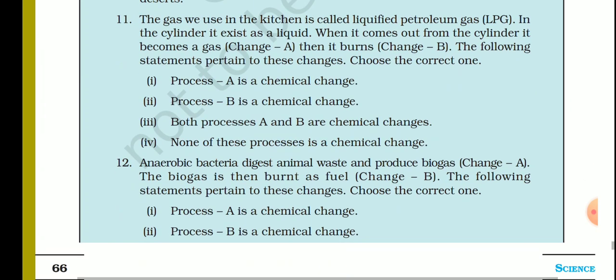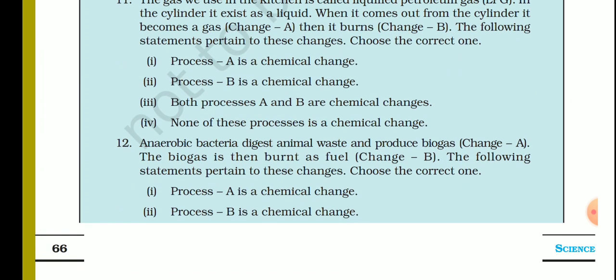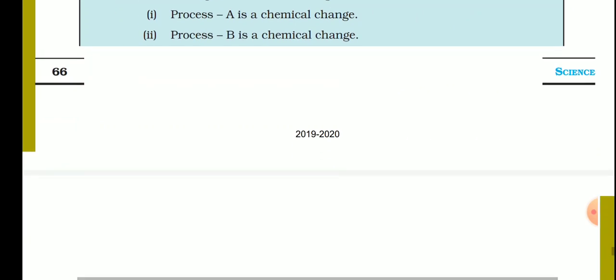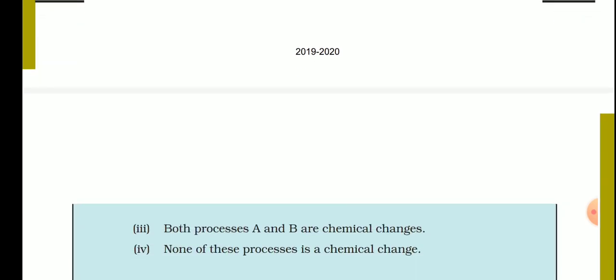Question number 12. Anaerobic bacteria digest animal waste and produce biogas. This is labeled as change A. The biogas is then burnt as fuel, change B. The following statements pertain to these changes. Choose the correct one. Let's see what the options are. First, process A is a chemical change. Second, process B is a chemical change. Third, both processes A and B are chemical changes. Fourth, none of these processes is a chemical change.